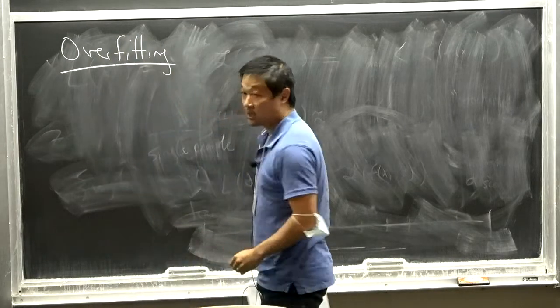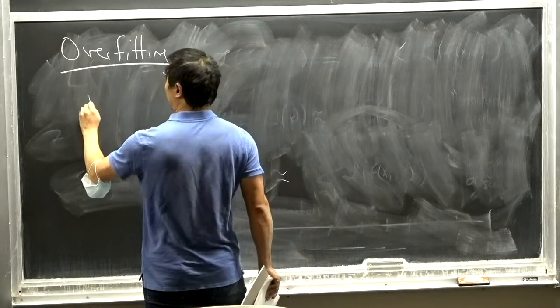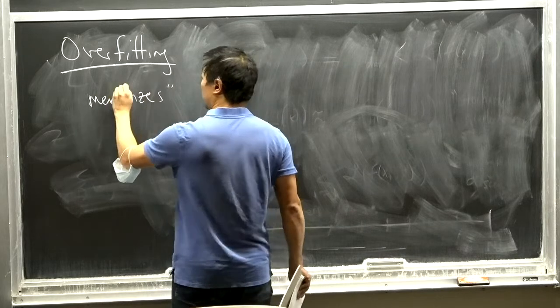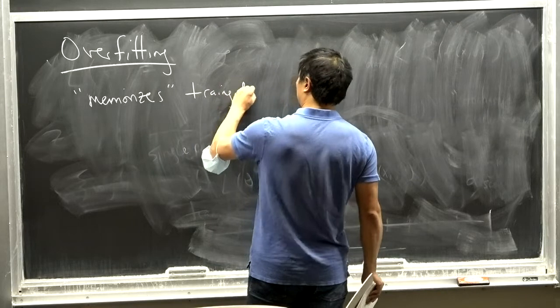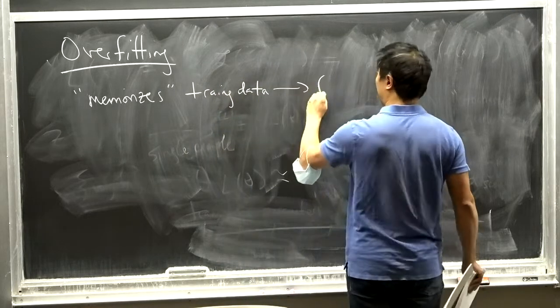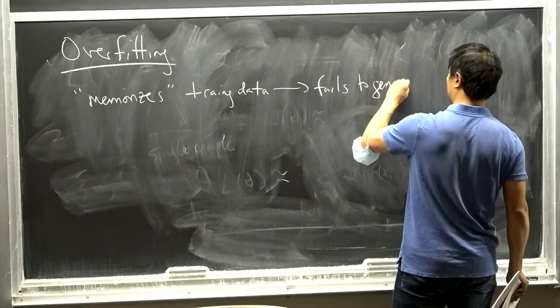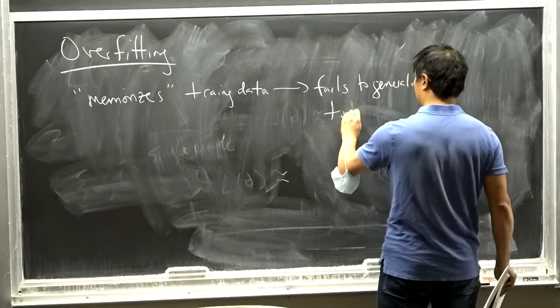So one way to think about overfitting is to say that the fitting function memorizes the training data, and then it fails to generalize to new data.